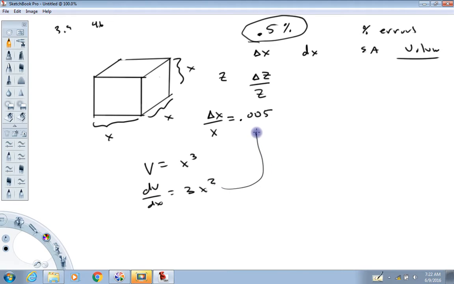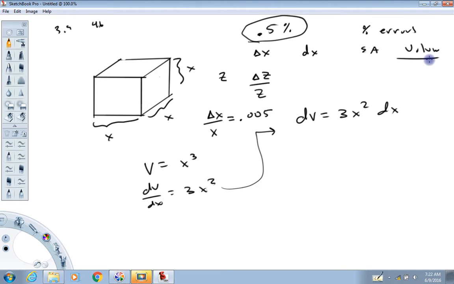I'm going to go ahead now and bring this up here. I can solve this for dV by multiplying by dx, so this is going to read dV equals 3x squared times dx. Now if I had a value for x and a dx, I could just calculate a dV, but in this problem we don't. We have percent differences. And remember what we're looking for. The question actually asks for the percent error in the volume and surface area. Right now we're doing the volume.